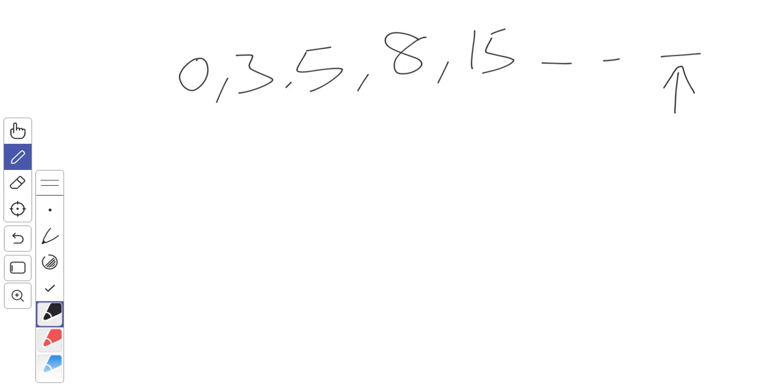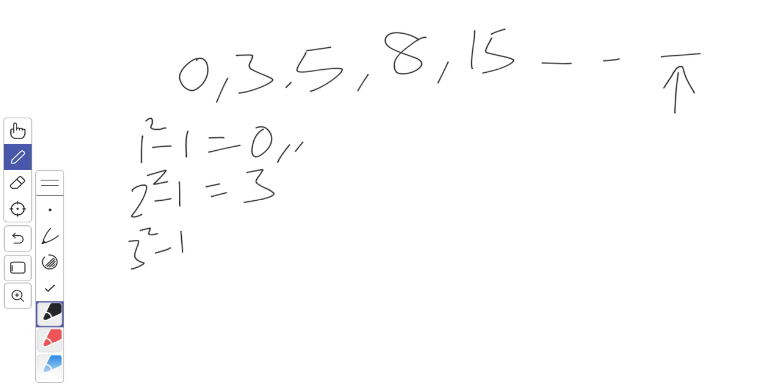What we can derive from here is, it looks like the square of all the natural numbers minus 1. We'll check that. First natural number is 1. 1 squared minus 1 is equal to 0. Next is 2. 2 squared is 4, 4 minus 1 is 3. Next is 3 squared, which is 9, 9 minus 1 is 8. So this is the correct series.